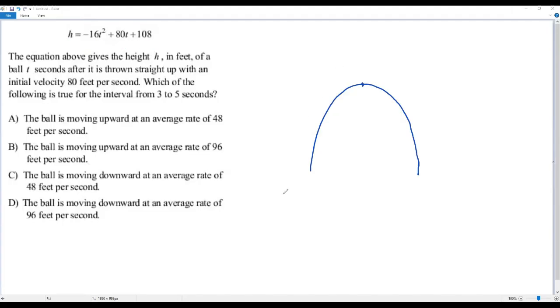This graph is the path of the ball given in the question, and the vertex of this parabola is the maximum point, that is the maximum height reached by the ball. The coordinates of this vertex are (t, h). Here t is the time. So the value I get for t at the vertex is the time when the ball reaches the maximum height h.